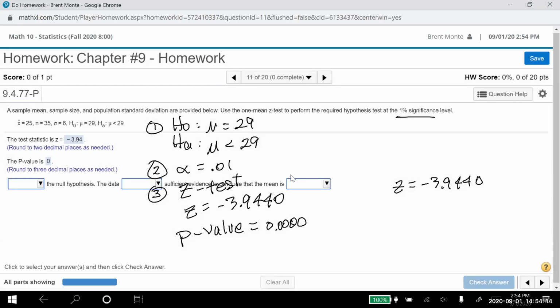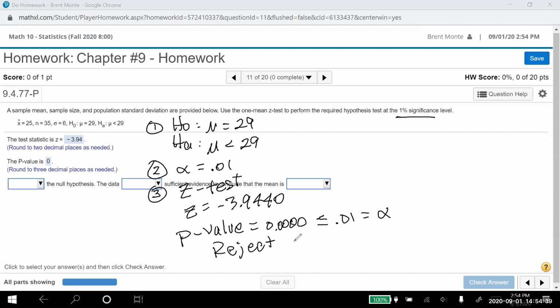All right, now let's state the conclusion. So here's what we do. I'm going to erase this part since we don't need it. But here's how we come to our conclusion. We look at this p-value down here. We say, look, this p-value is less than or equal to the 0.01, which was my alpha. If the p-value is less than or equal to alpha, we reject the null hypothesis. That was my step 4.